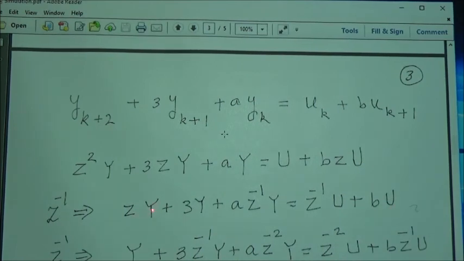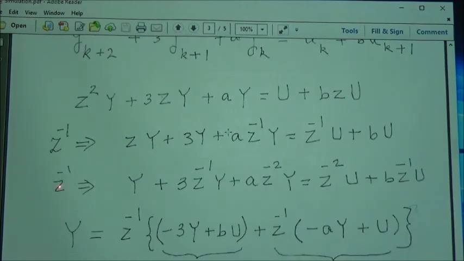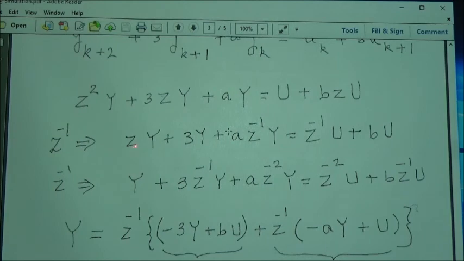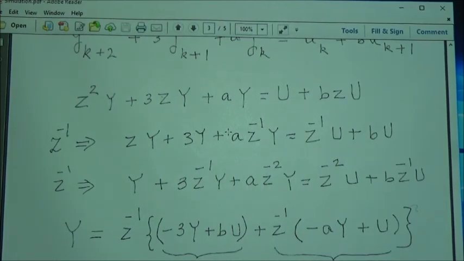I still have a z attached to this y, so I have to do one more time. So here I multiply again by z minus 1. This becomes y by itself, 3z to the minus 1 y plus a z to the minus 2 y equal to z to the minus 2 u plus b times z to the minus 1 u. At this point, what you want to do is to solve for y on one side and put everything on the other side of the equation.